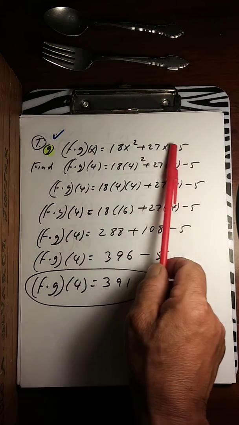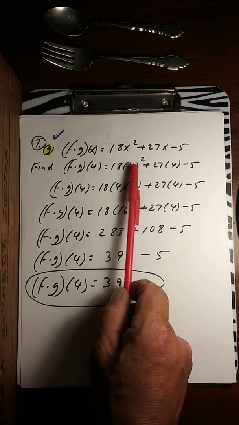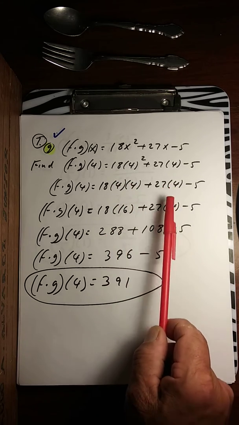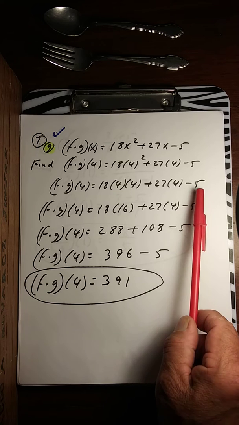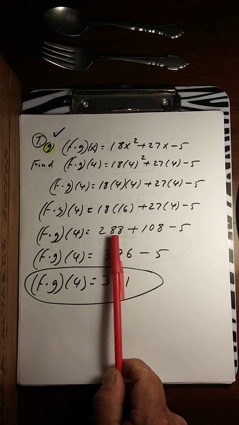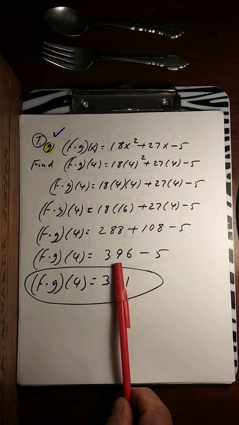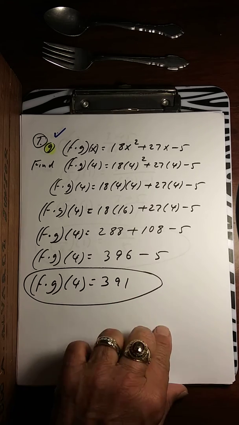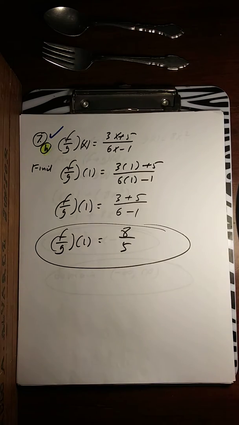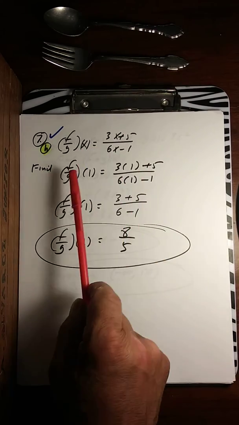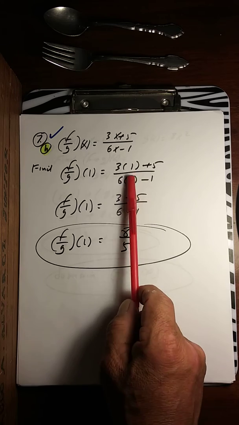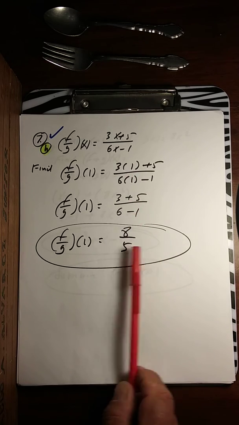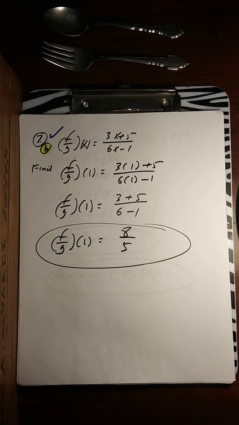F times g of x is that, so of 4, put a 4 there, put a 4 there. 4 squared means 4 times 4. 16 times that is 288, and 27 times 4 is 108, and copy that. So 288 minus 100 plus 108 is 396, minus 5 is 391. So f times g of 4 is 391. F over g of x is this, so f over g of 1, put a 1 there, put a 1 there. That's going to be 3 plus 5 over 6 minus 1, 3 plus 5 is 8, over 5. So f over g of 1 is 8 over 5.